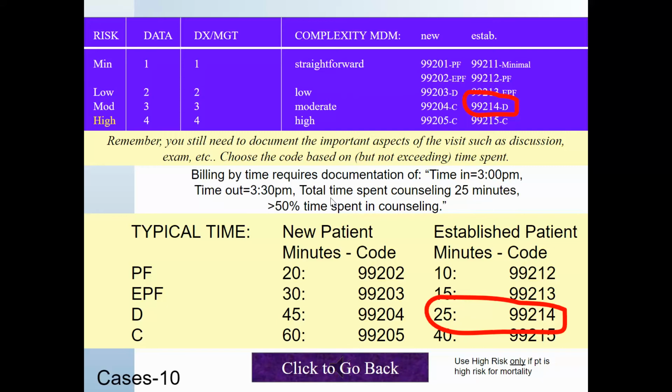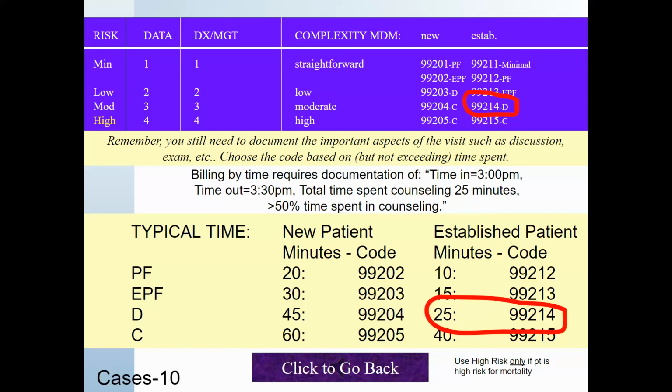Time in, time out, total time spent, and greater than 50% of time spent in counseling. That's the minimum. You don't need this detailed documentation. But remember, the coders will tell you it is good practice to document as much of this conversation as you can, or the general topics, the important aspects of it, or if you examine the patient, somewhere in here too, the relevant aspects of the exam.